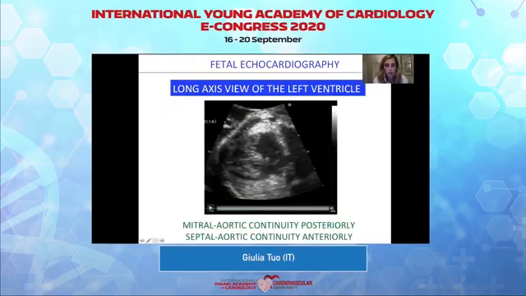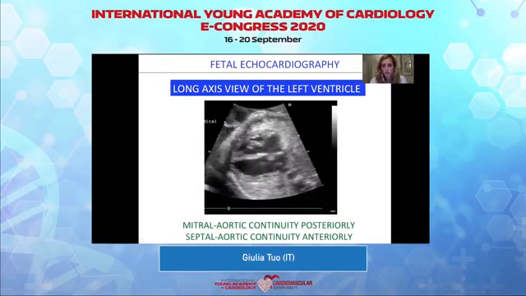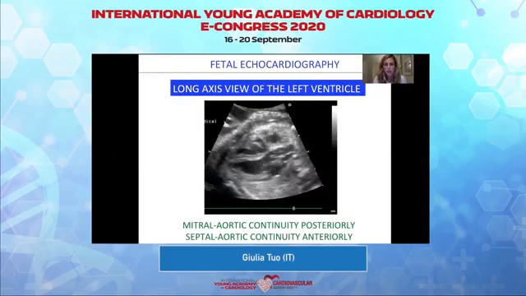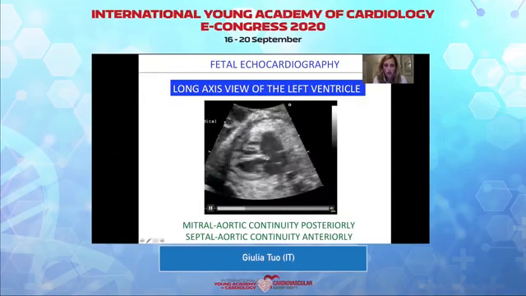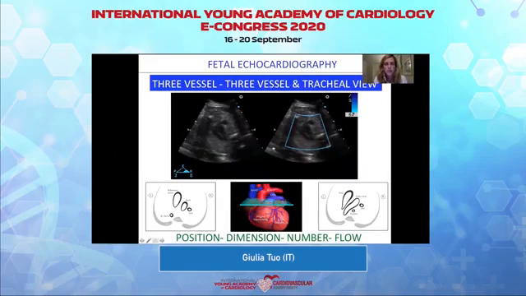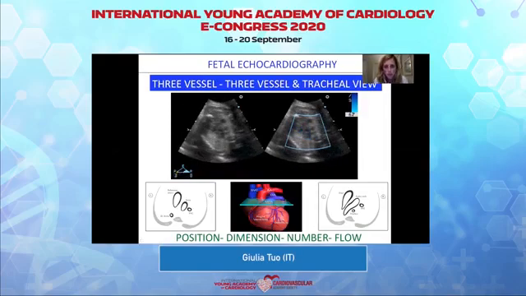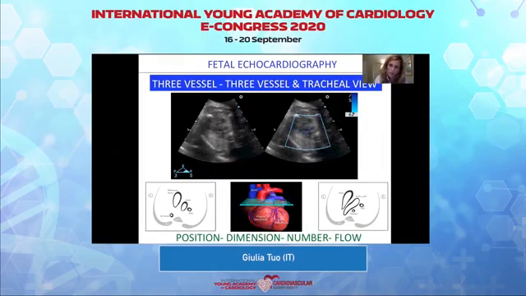So this is one of the further views that the person who performs the fetal echo needs to acquire, and this is the long axis view of the left ventricle that allows us to assess the mitral aortic continuity posteriorly and the septal aortic continuity anteriorly. And the other important view is the three-vessel and three-vessel trachea view. That is this one that allows us to have information regarding the dimension of the great vessels, and also the relation between the great vessels and the trachea.